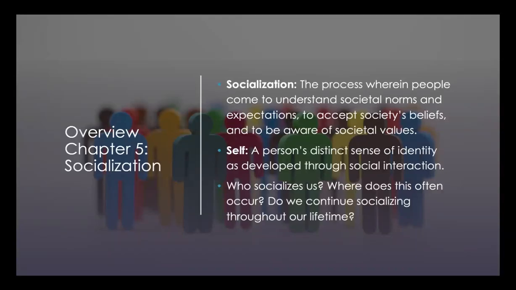All right, so socialization is the focus for chapter 5, and this is a process where people come to understand societal norms and expectations. It's how we learn how to accept society's beliefs and how to be aware of societal values. The socialization process is always ongoing. We get socialized and learn these values through our family, through our friends, through other social institutions. Education, especially the K through 12 public school system, is a great example of a social institution that serves in part to socialize young people.